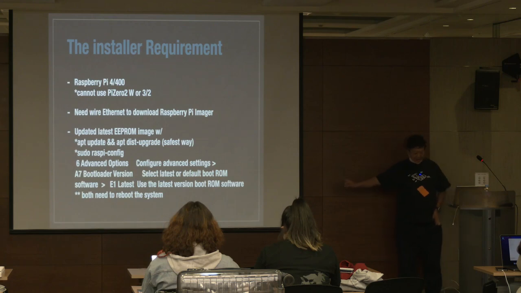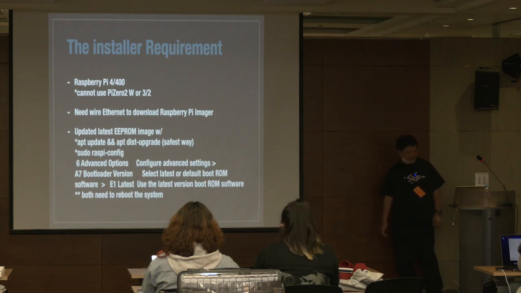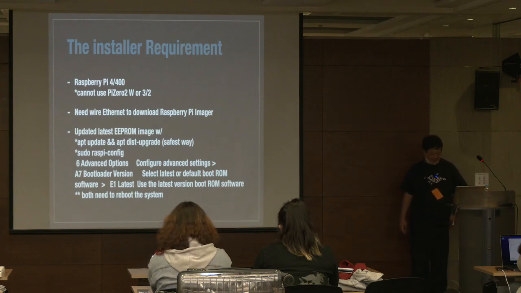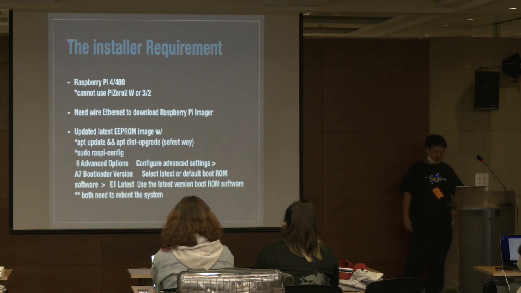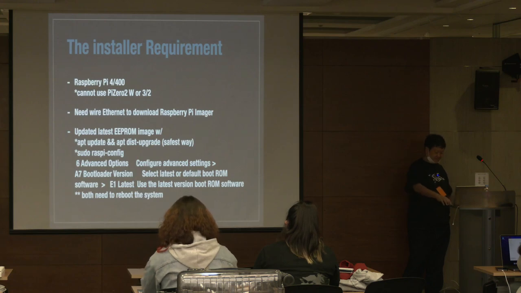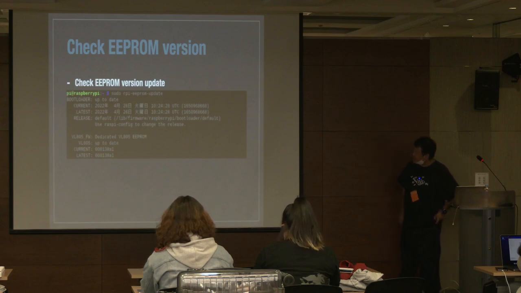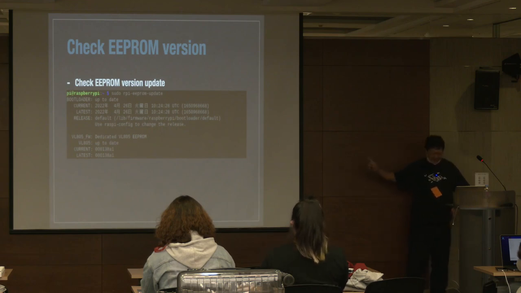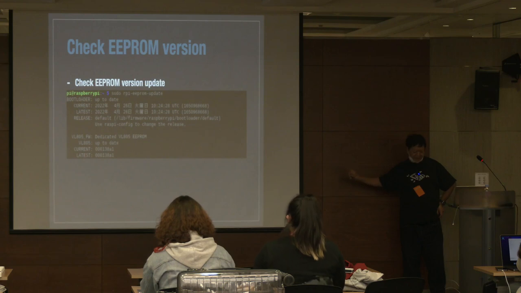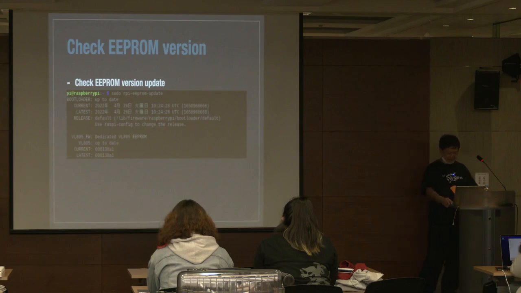The initial requirement is very easy. The Raspberry Pi Zero 2 W or the 3 doesn't work for this, so please attach the cable. I'm using a wired internet connection for downloading the Raspberry Pi image. It is very easy to update, so you can run the rpi-eeprom-update command to check it. Sorry, Ubuntu doesn't have this command. Use Raspberry Pi OS to update it.